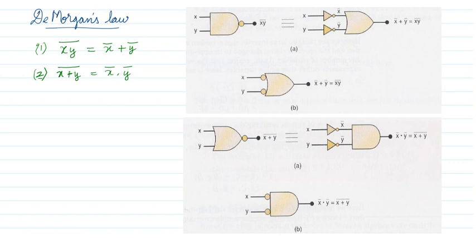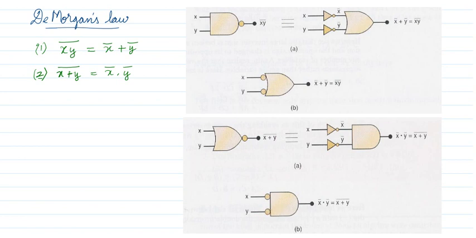Similarly, what is a NOR gate? The OR operation of X and Y complemented, your NOR gate, is equal to X bar AND Y bar. X plus Y whole bar is equal to X bar times Y bar, multiplied or ANDed. These two are equal. Again, the NOT gate is indicated by this bubble. This is De Morgan's second law.